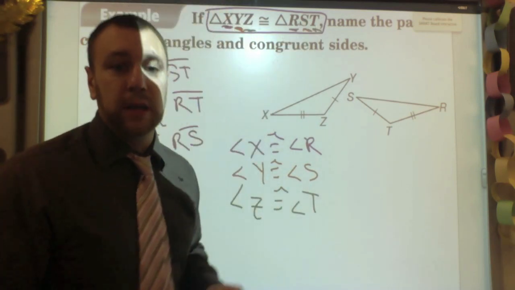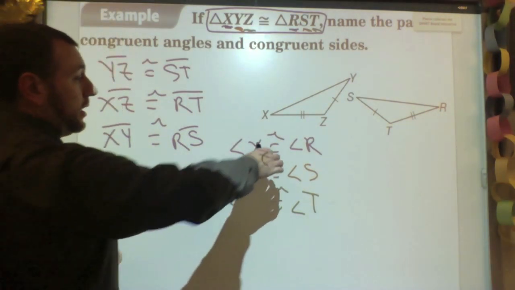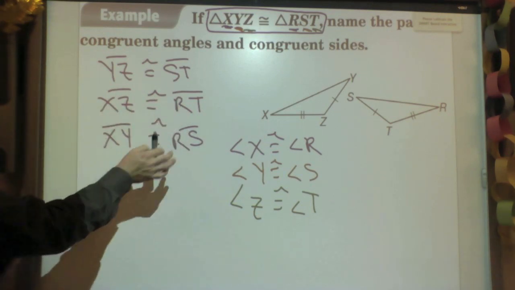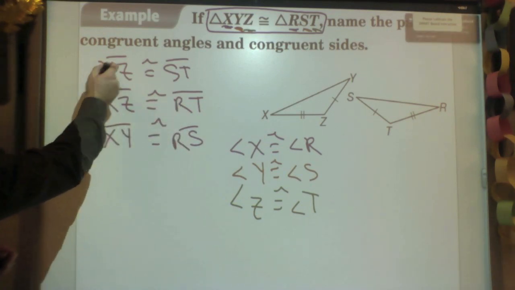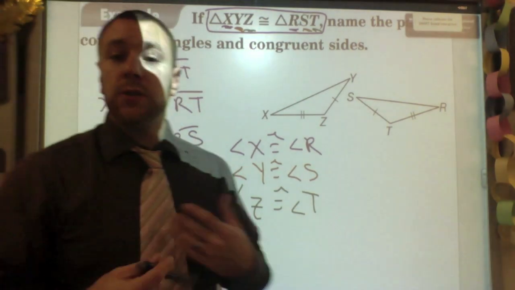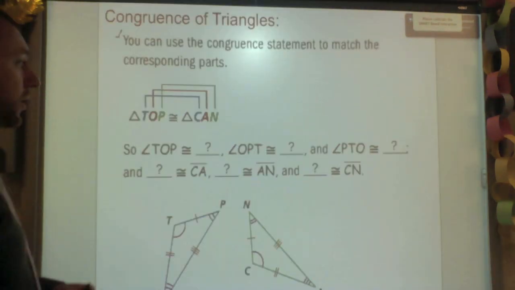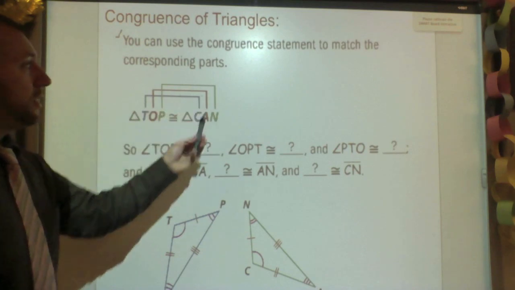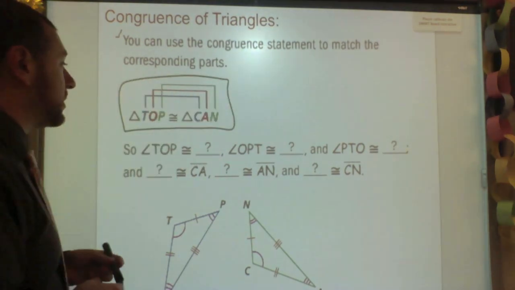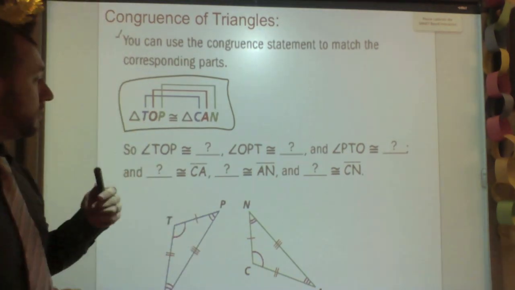And we can also see in the side lengths, every time we see X, it matches up with R. So you see how X is the first, R is the first, X is the first, R is the first. Same thing with Y and S, and Z and T. So order does matter with these things. So that's where this comes in. When we have a congruency statement like this, we just match up those letters.